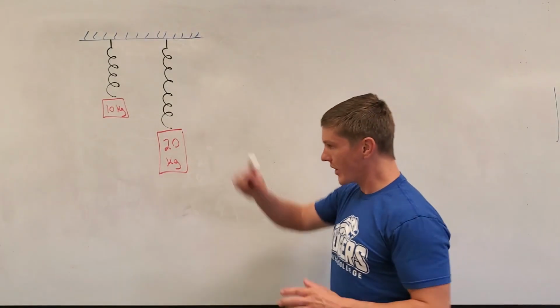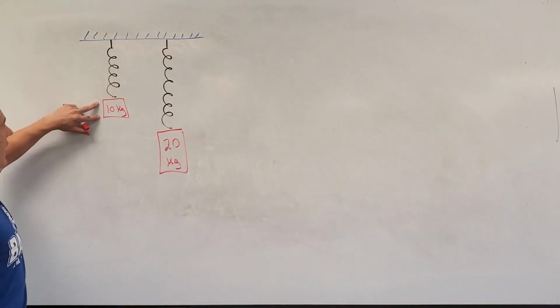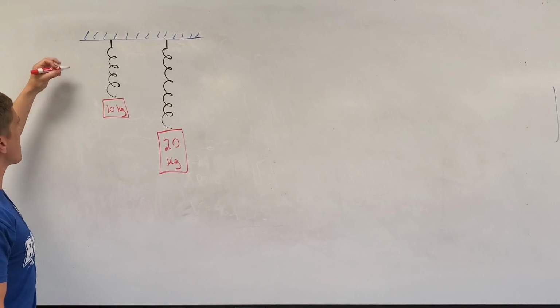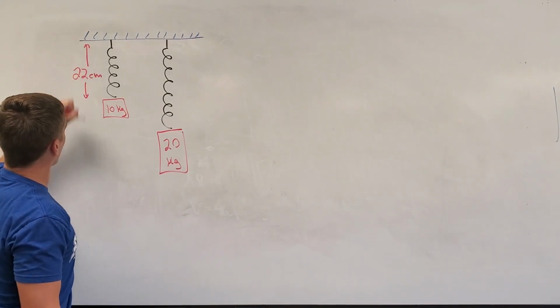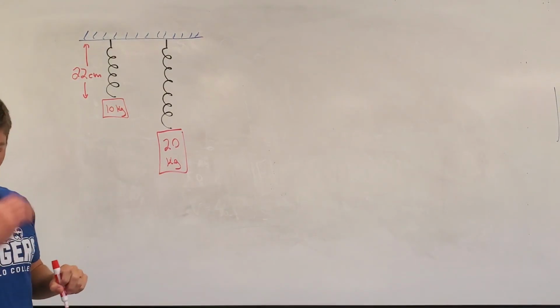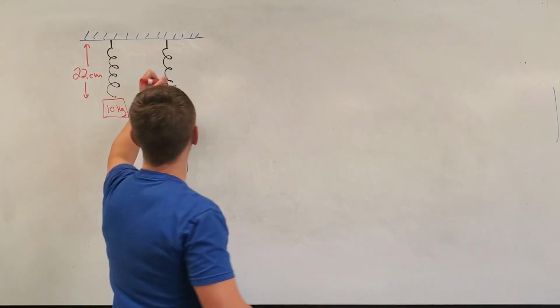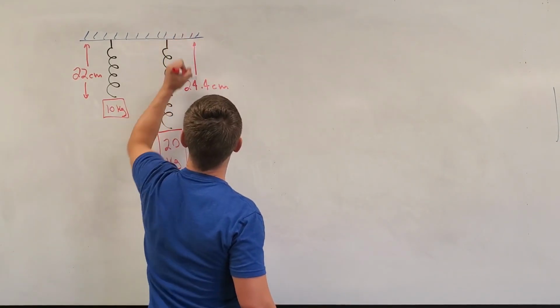So, we initially have a spring, and we say that we have 10 kilograms hanging from the end of the spring, and we measure it to be 22 centimeters long. Okay, we increase that mass to 20 kilograms, and now we have a 24.4 centimeter length that we were able to measure.